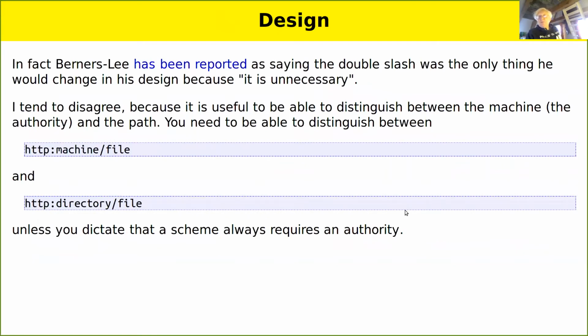In fact, Berners-Lee has been reported as saying the double slash was the only thing he would change in the design of the URL because it's unnecessary. I tend to disagree, because it's useful to be able to distinguish between the machine, the authority, and the path. You need to be able to distinguish between something like http:/machine/file and http:/directory/file. The only way that this would work without a double slash or something similar would be to dictate that the scheme always requires an authority, which is not unreasonable in itself.